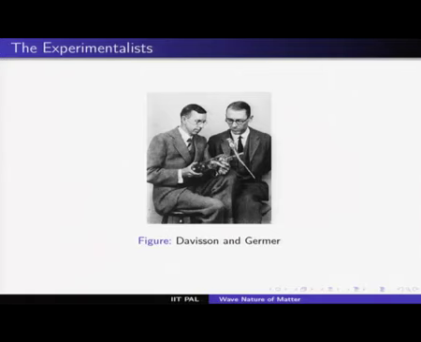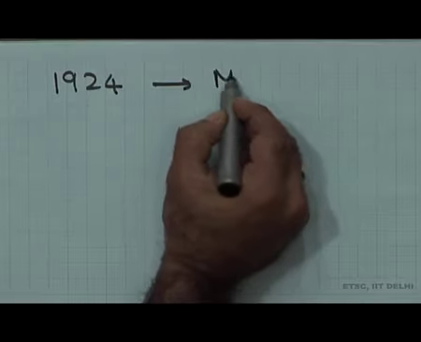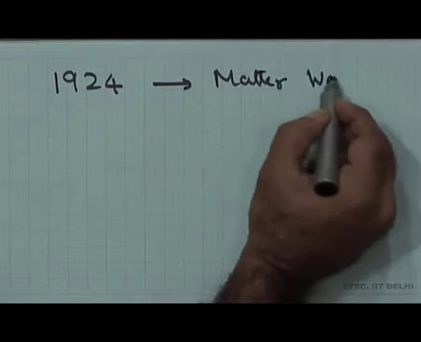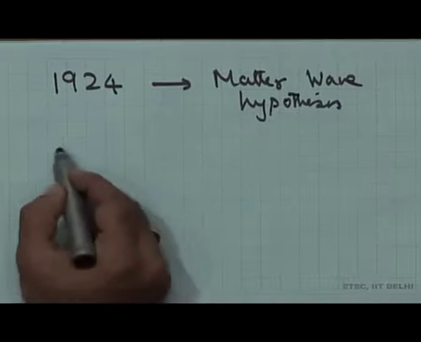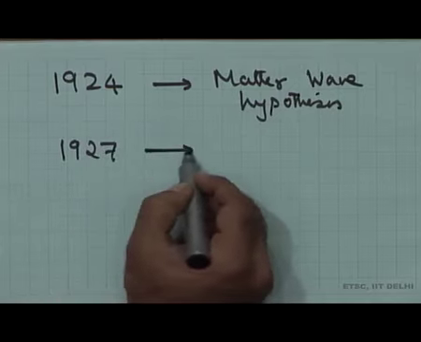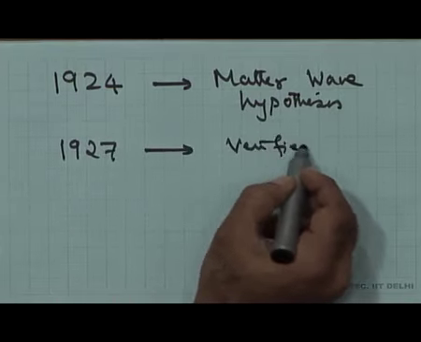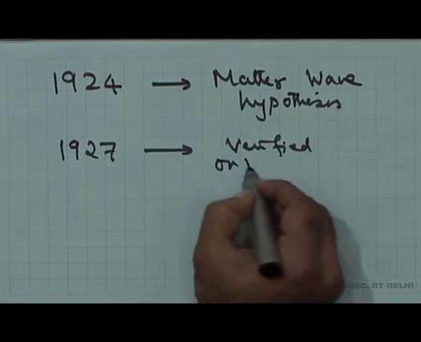But the 2 gentlemen who did the experiments, I am showing you their picture here, Davisson and Germer, were not working in a university, they were in Bell Labs, and they were doing experiments, and these people verified the de Broglie hypothesis in 1927. So what are we saying? 1924 is the matter wave hypothesis, and 1927 is when it was verified on a nickel crystal.